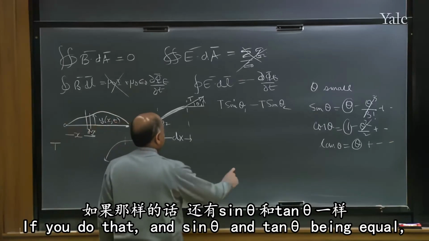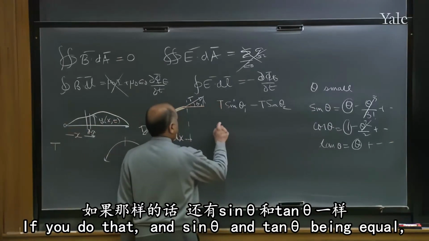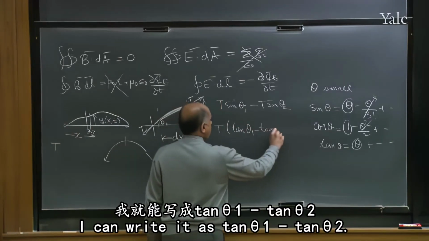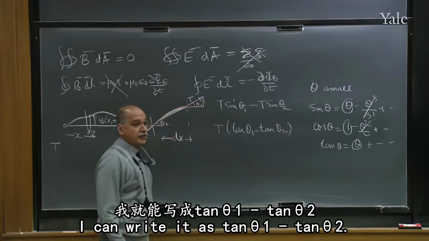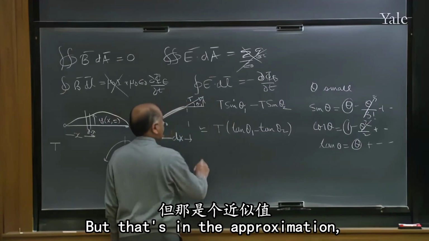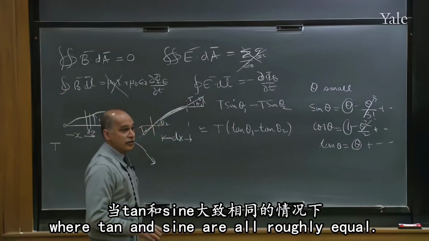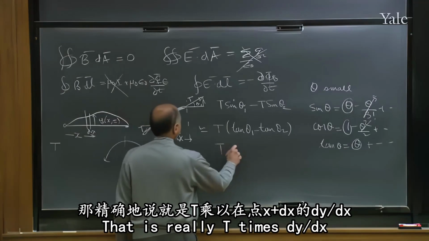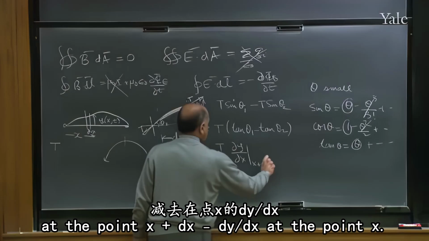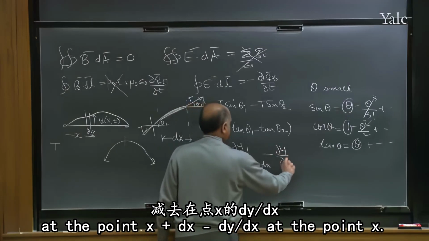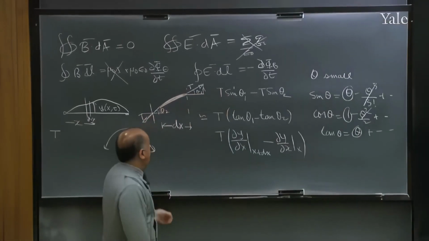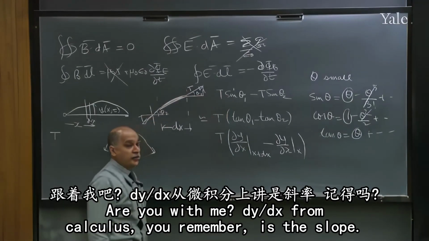If you do that, and sine theta and tan theta being equal, I can write it as T times (tan theta 1 minus tan theta 2). But that's in the approximation where sine and tan are all roughly equal. That is really T times (dy/dx at the point x plus dx minus dy/dx at the point x). Are you with me? dy/dx from calculus, you remember, is the slope.